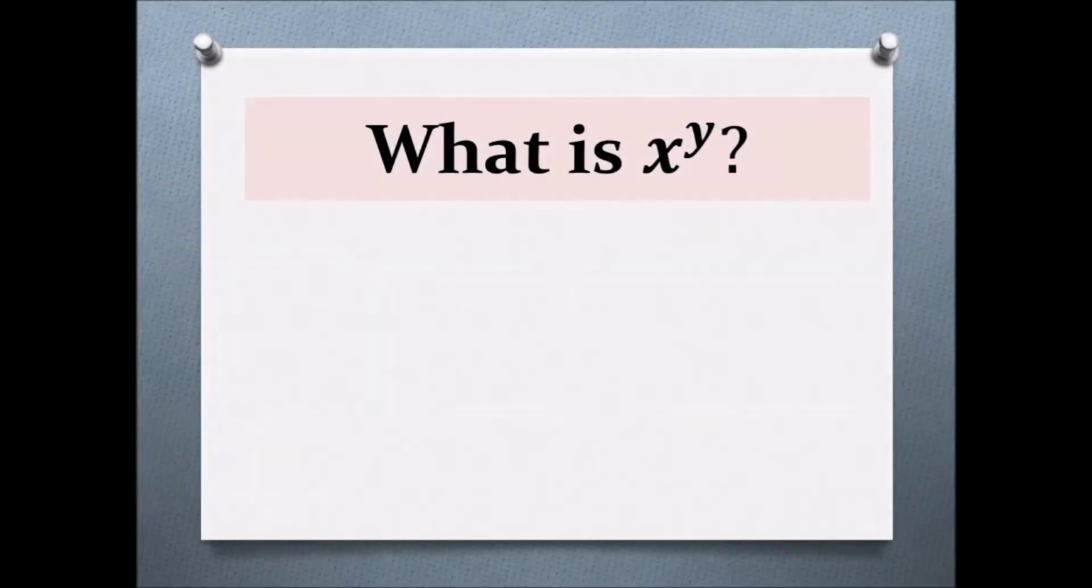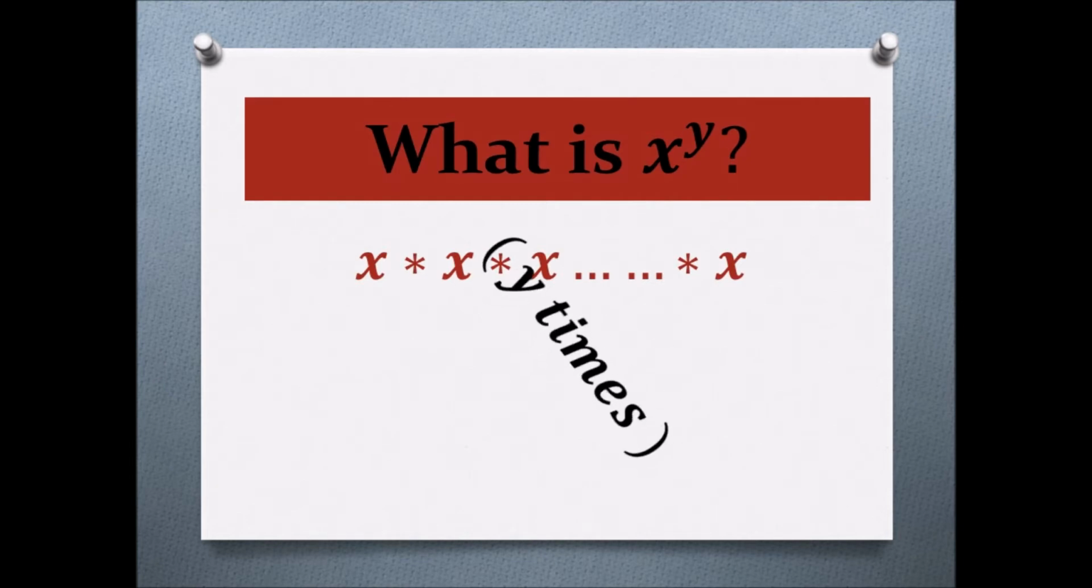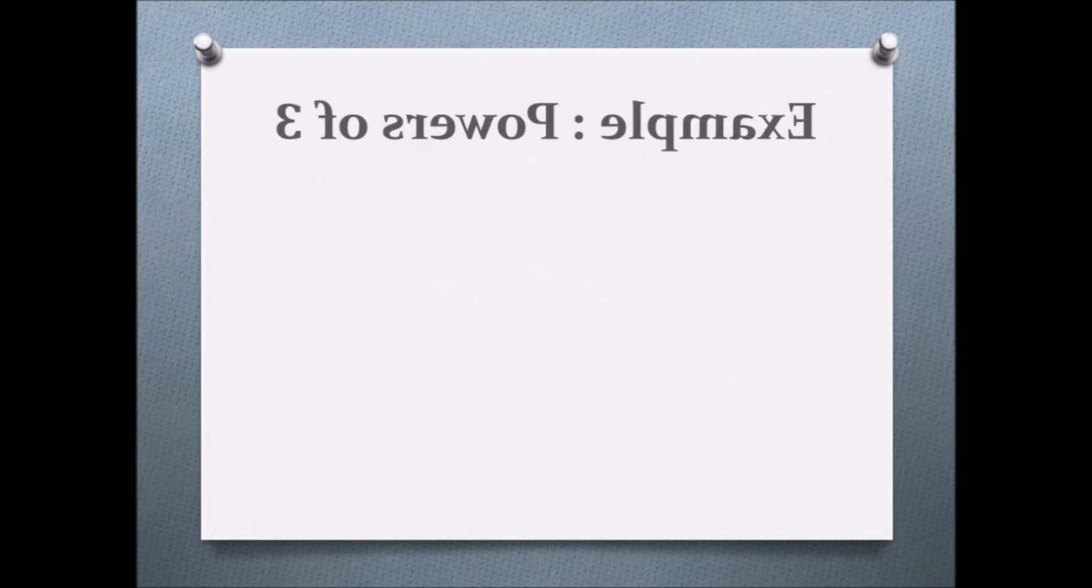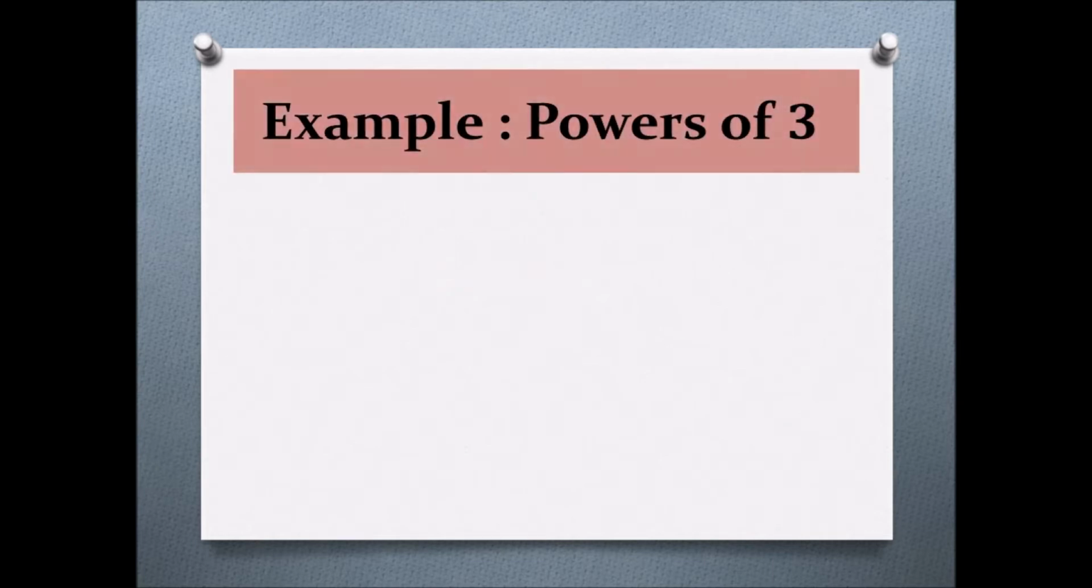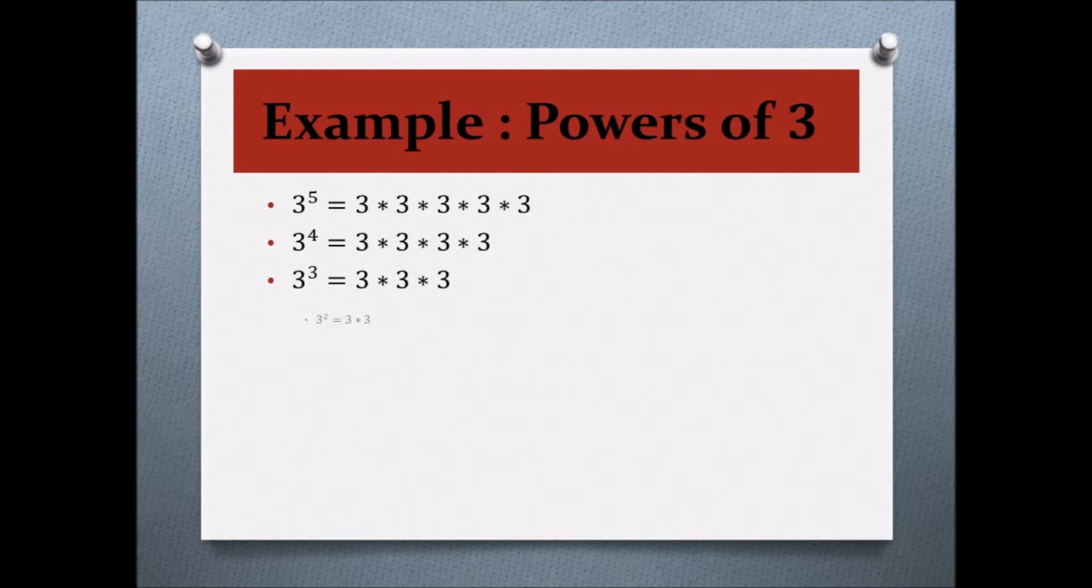What is x raised to y? X raised to y is nothing but x multiplied with itself y times. To see why x raised to 0 is becoming 1, as an example, let's see some powers of 3. 3 to the power 5 is 3 getting multiplied with itself 5 times. 3 raised to 4 is 3 getting multiplied with itself 4 times. 3 raised to 3 is 3 into 3 into 3. 3 raised to 2 is 3 into 3. 3 raised to 1 is 3 itself.